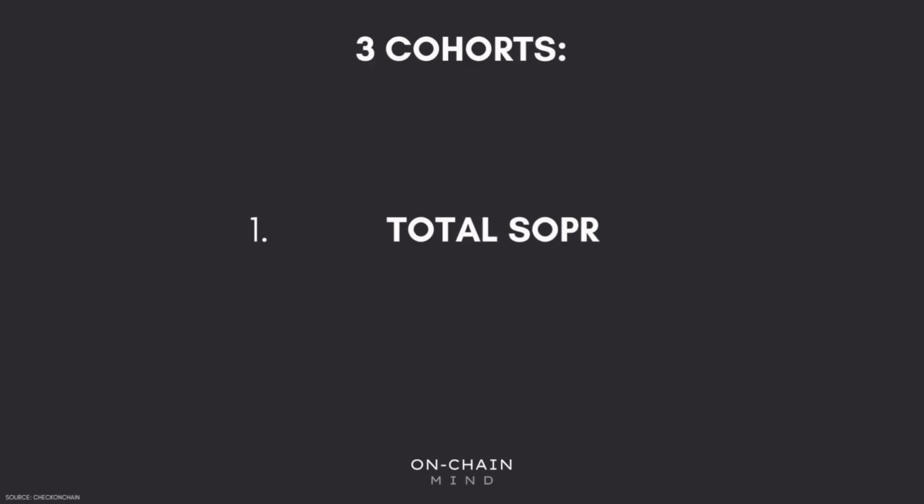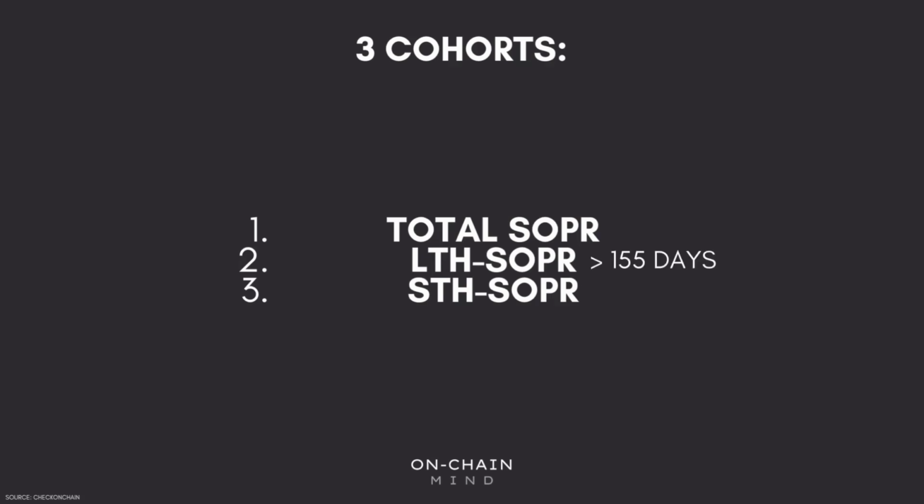SOPR can also be broken down into different cohorts to give even deeper insights. Total SOPR includes all Bitcoin transactions, but there are two subcategories that traders pay close attention to: long-term holder SOPR and short-term holder SOPR. Long-term holder SOPR tracks investors who have held their coins for more than 155 days.